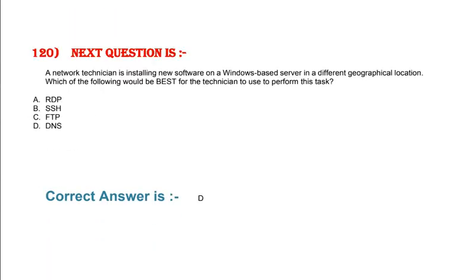Question is, a network technician is installing new software on a Windows-based server in a different geographical location. Which of the following would be the best for the technician to use to perform this task? Option A, RDP. Option B, SSH. Option C, FTP. Option D, DNS. Correct answer is option D.